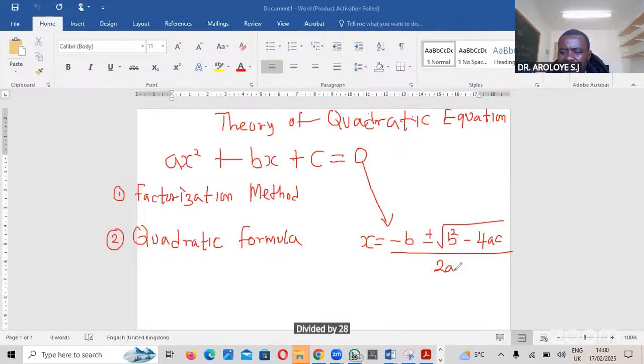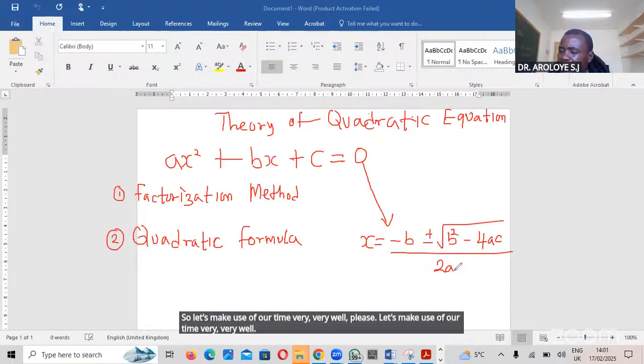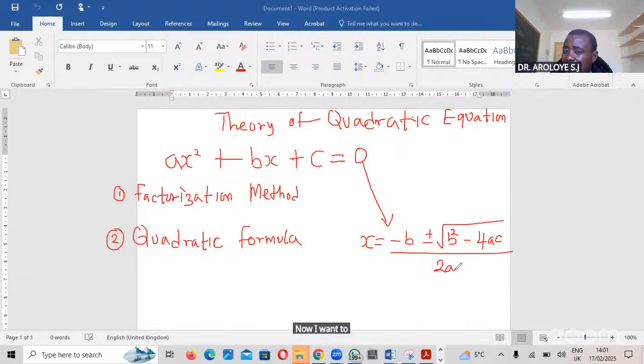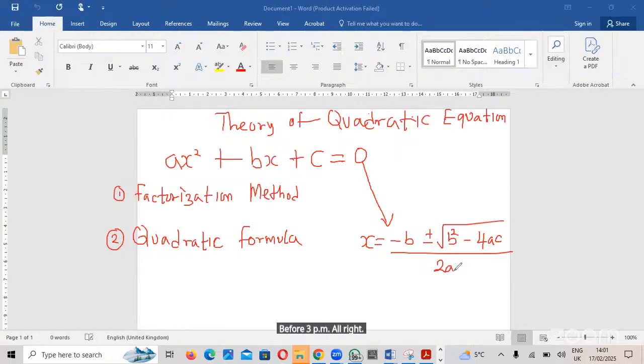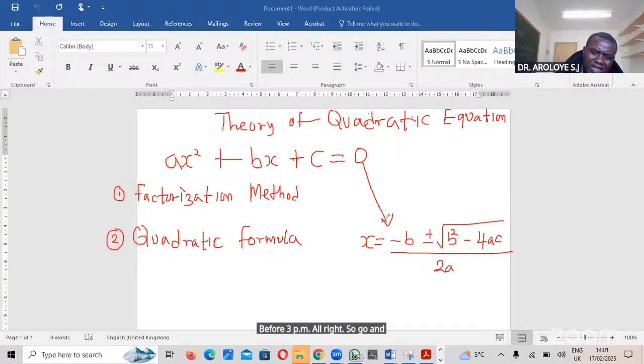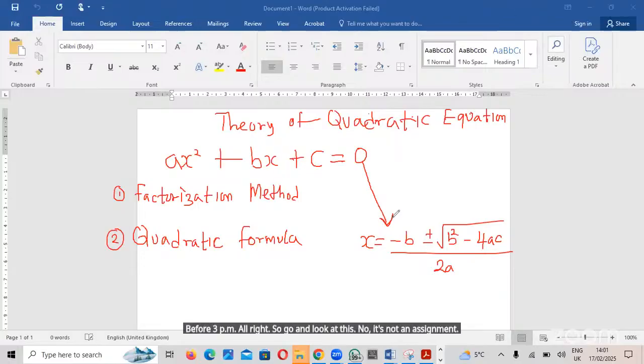So let's be very fast and see what we can do. We're going to end this class by exactly 3. So let's make use of our time very well. I want to make sure that I complete everything I need to complete within this theory of quadratic equation before 3 p.m. All right. So go and look at it. Though it's not an assignment, if you have any problem with it, let me know.